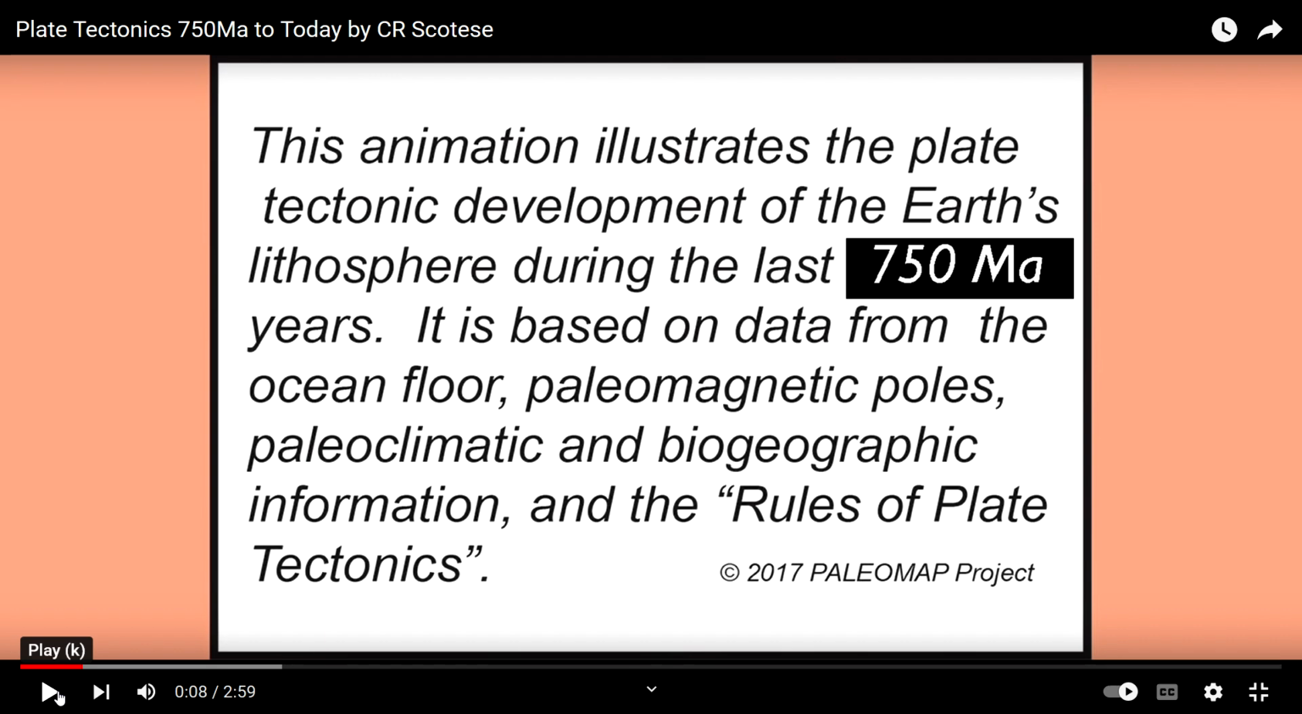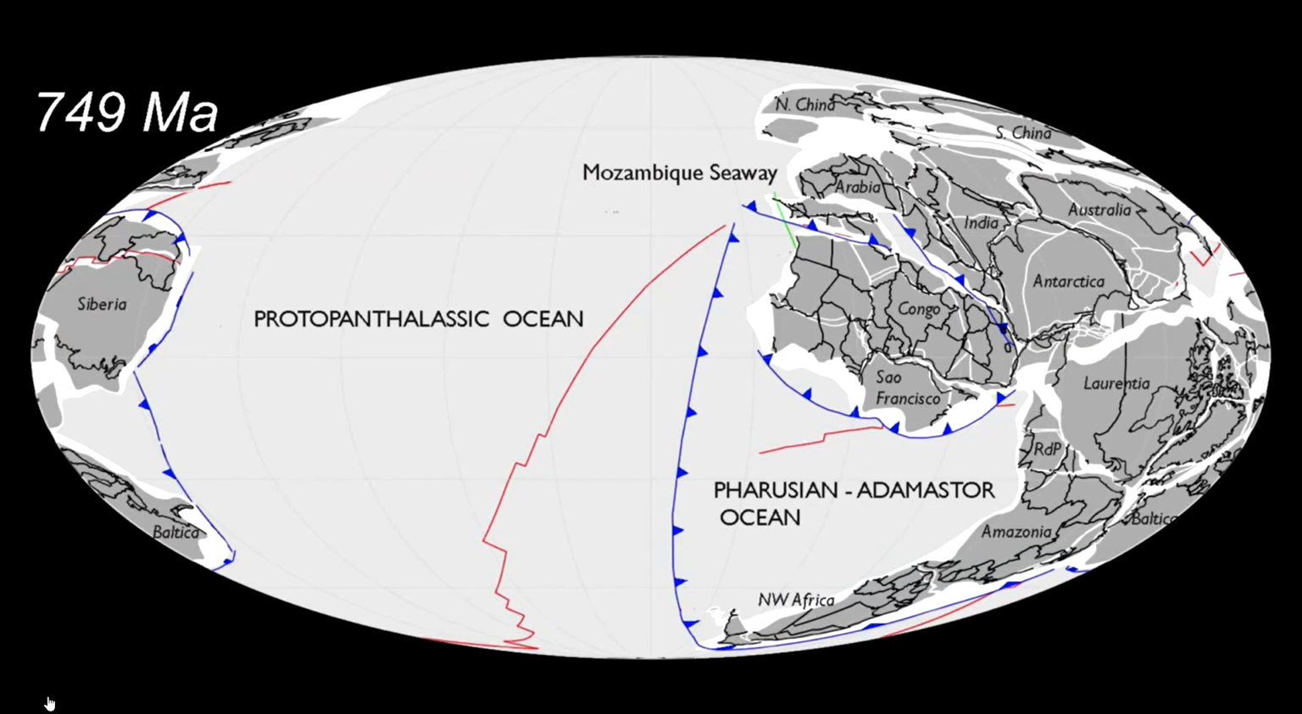This animation just shows you the plate tectonic development in the past 750 million years. It's based on data from the ocean floor paleomagnetic poles. That's key. And then he has paleoclimatic and biogeographic information. But this is your driving. This is more important than anything else when you go pre-Pangea, quite honestly. It's paleomagnetic poles. I'm not even going to sugarcoat it.